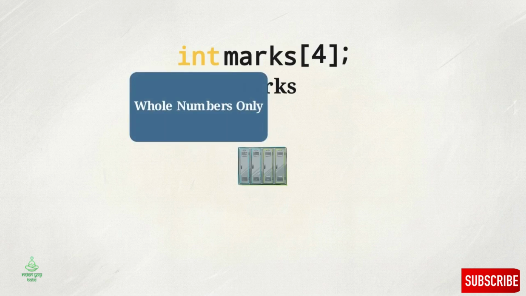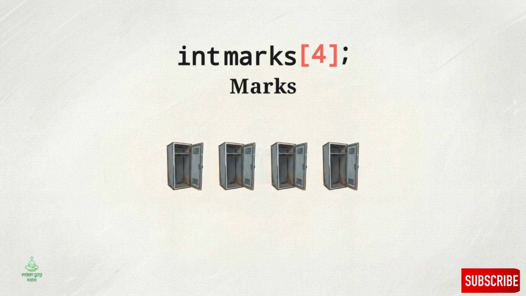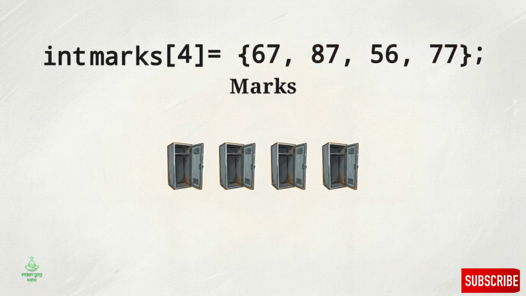Next, we put the number 4 inside square brackets. This tells the computer exactly how much space to reserve in its memory. It immediately sets aside 4 consecutive empty lockers for us to use. To fill those lockers, we use an equal sign, followed by curly braces. When we list 4 specific test scores separated by commas, the computer drops those numbers into the reserved spaces in the exact order we wrote them.